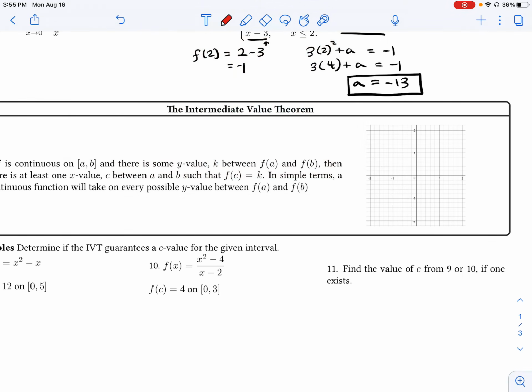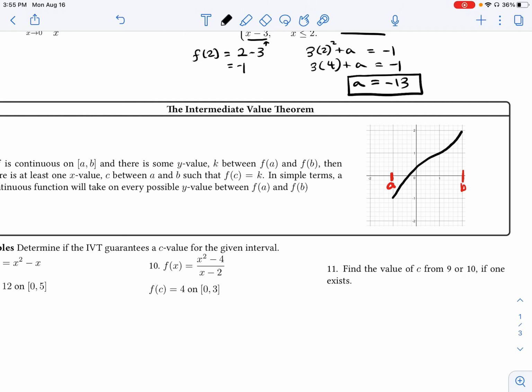Let's just say this were a here, negative 1, and let's put b here at positive 2. And suppose you had some function that was continuous on the closed interval from a to b. So something like this, for example. We have a continuous function on the closed interval a to b.